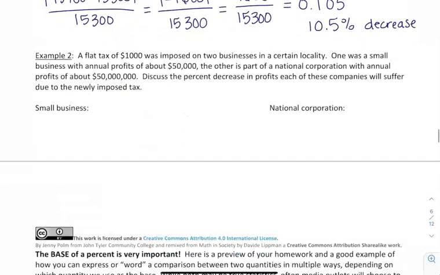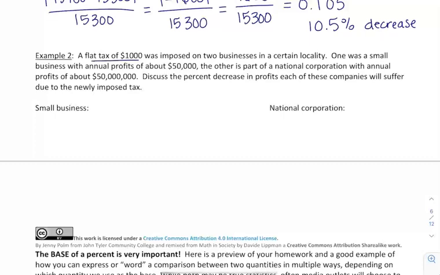Example 2, we have a flat tax of 1,000 imposed on two businesses in a certain locality. One was a small business with annual profits of about 50,000. The other, part of a national corporation, annual profits of about 50 million. So what would the percent decrease in profits each year be based on this newly imposed tax?